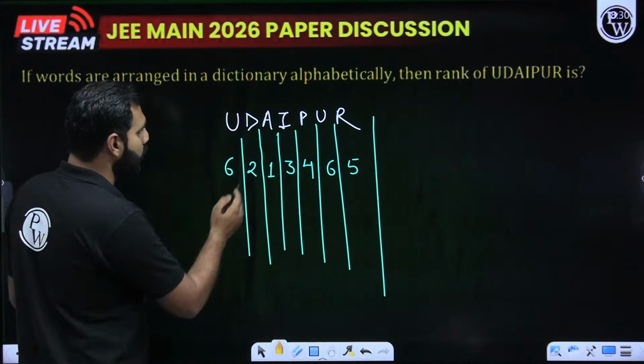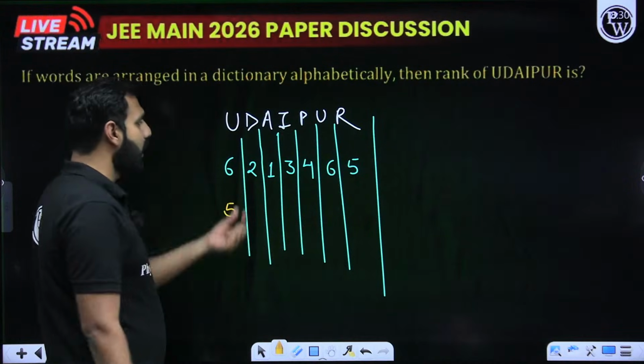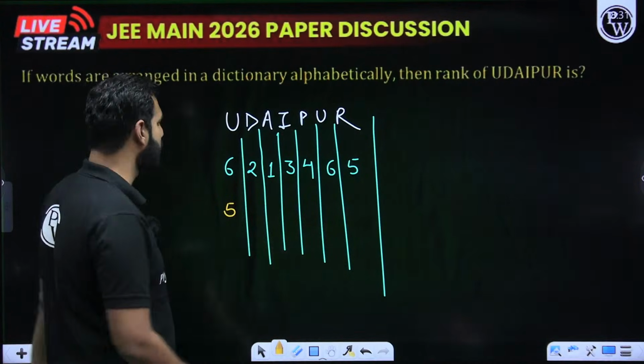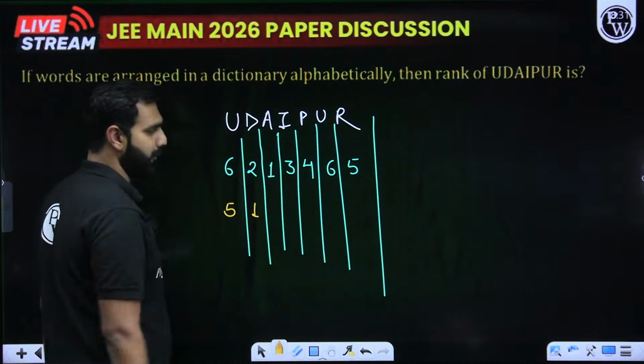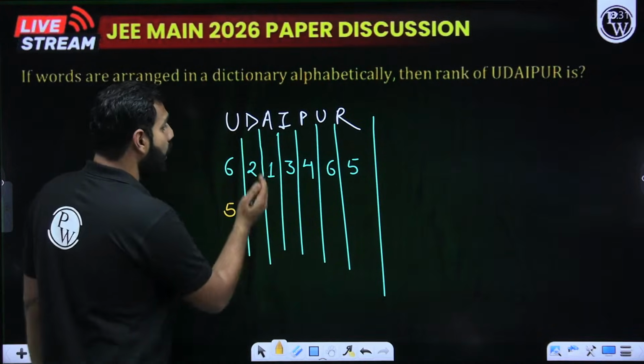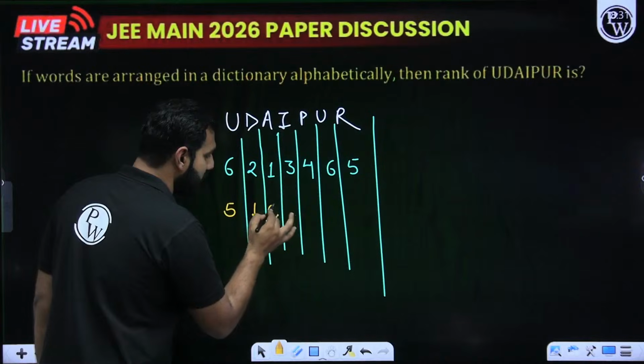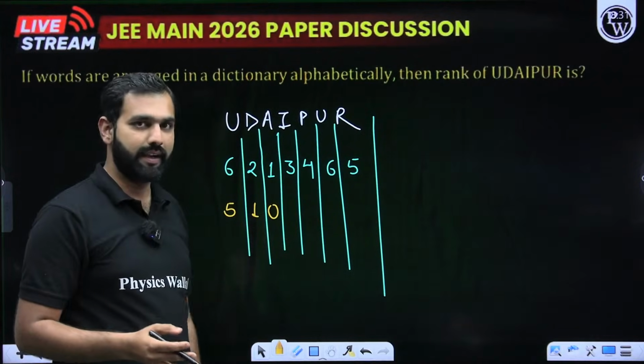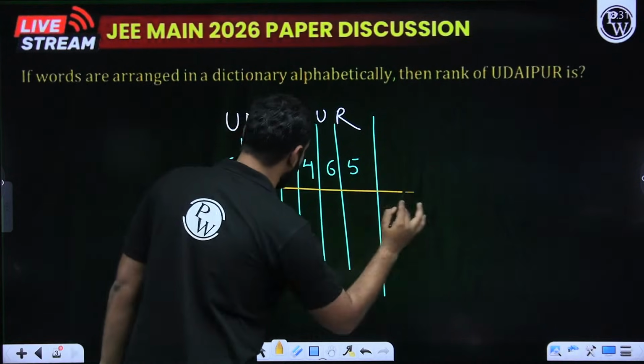When I talk about 2, on the right hand side of 2, how many numbers are there which are less than 2? I'd say there is only one number which is 1. And without any hesitation, I'll say on the right hand side of 1, there are no numbers which are less than 1. So I'll write 0 here. I hope you're understanding the approach here very clearly.